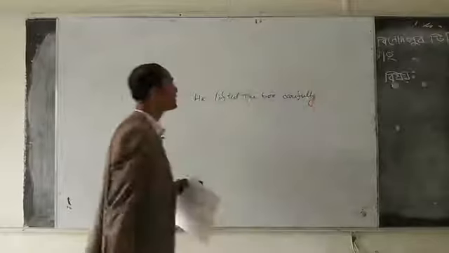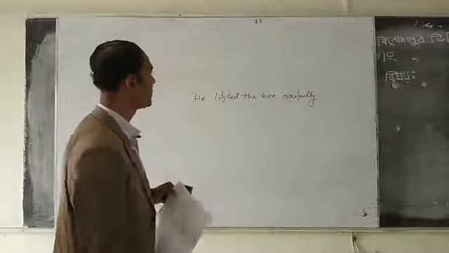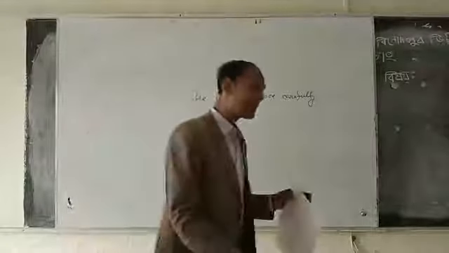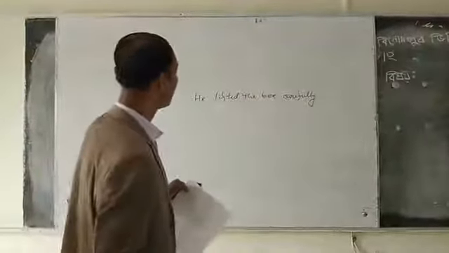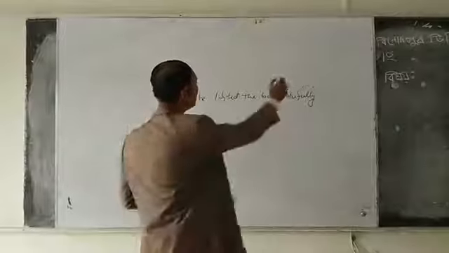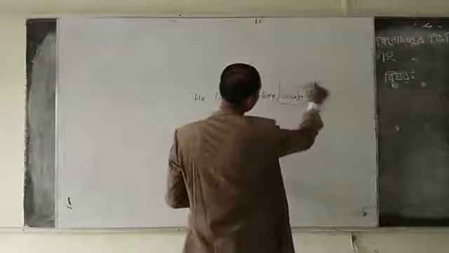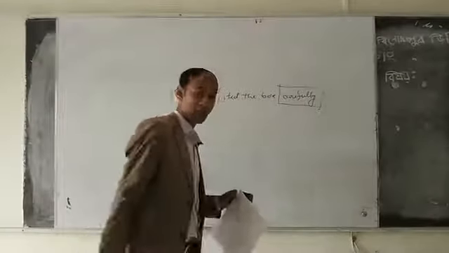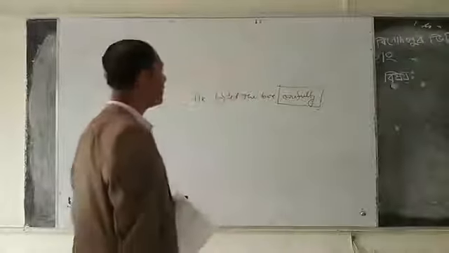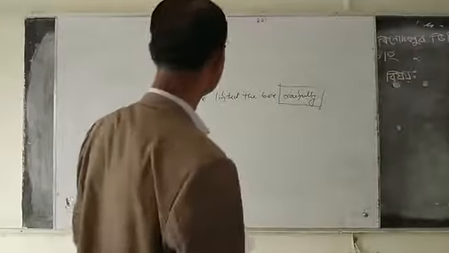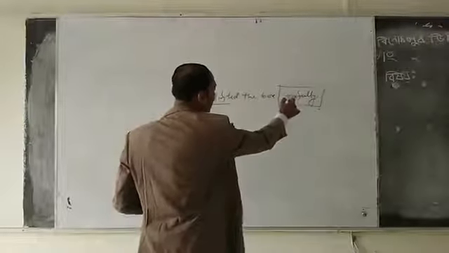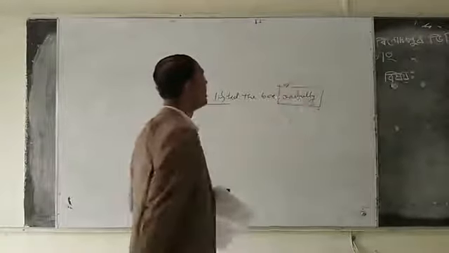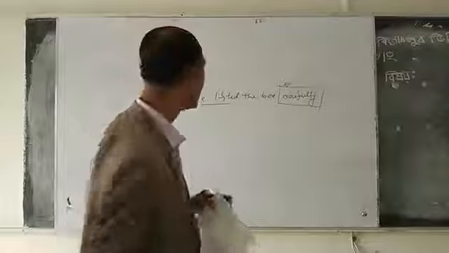He lifted the box carefully. If we analyze this sentence, we will have some information. Okay? The information is about manner, or the way of action. He lifted the box carefully. Okay? For this information, we will put how.